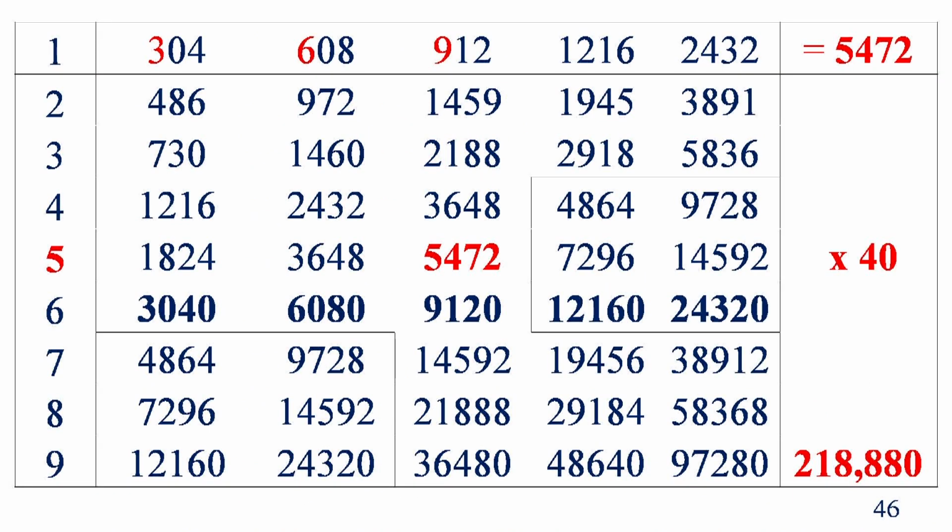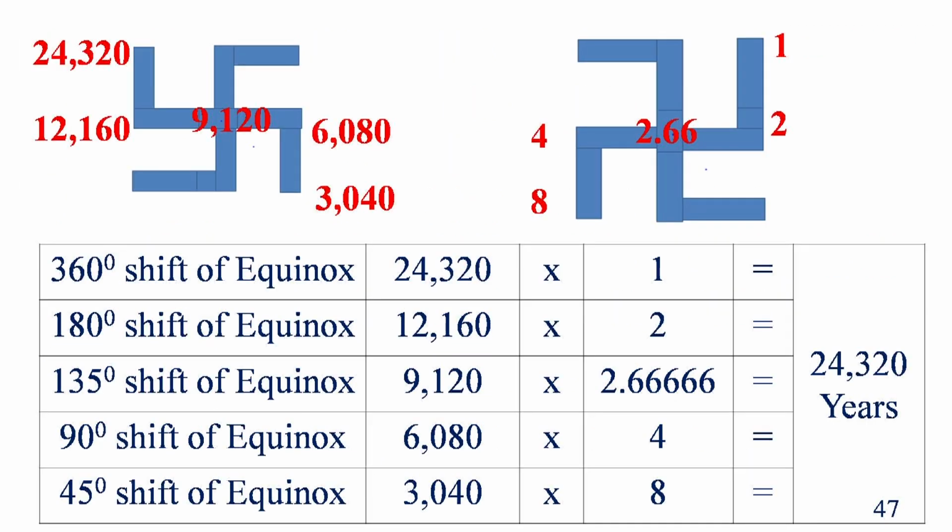The 6th row numbers in the time grid refers to Yuga, Twin Yuga, Maha Yuga, 1 night of Lord Brahma and 1 day of Lord Brahma, that is 360-degree shift of equinox. The number 218,880 designates 100 times periodicity of 27 star collection. The 5 equations represent the association between the time durations and the shift of equinox.